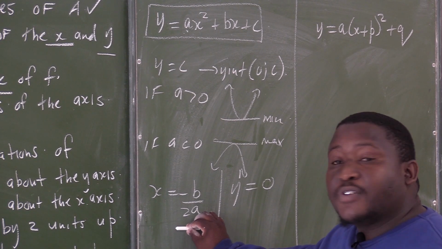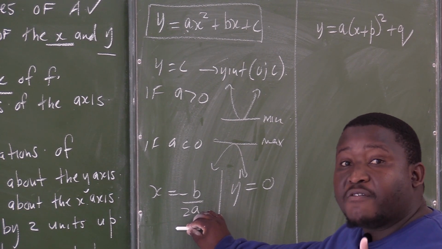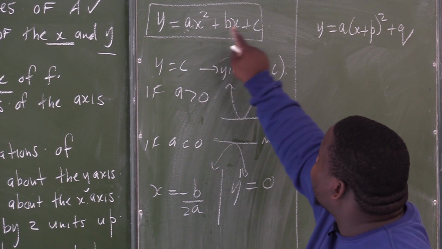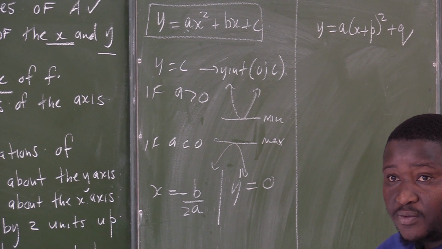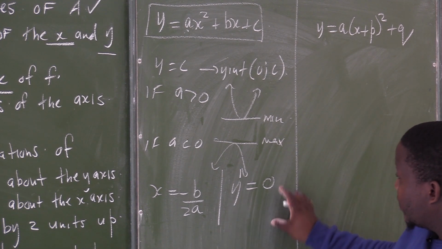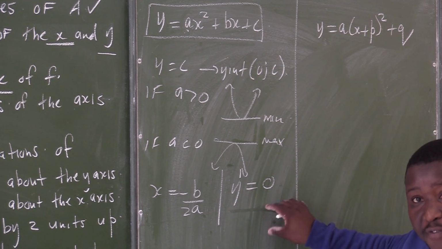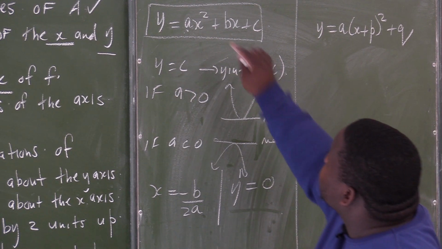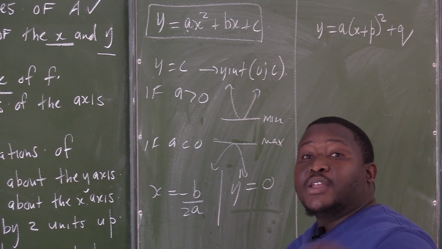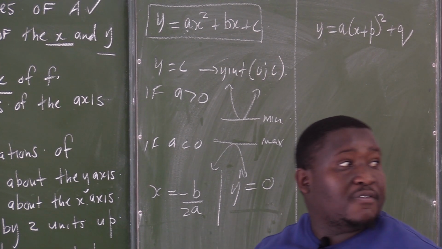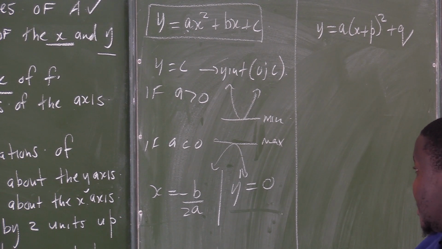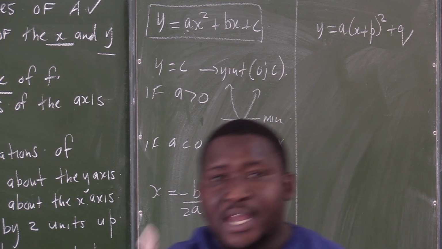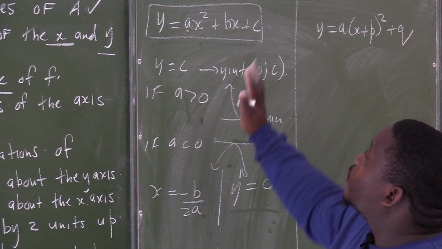Once you are able to find this value of x, to find the corresponding y value, you take this x and substitute it back into the original equation. Whatever value of x you found, you replace x with it to find the corresponding y value, and that will give you the turning point. Once you have your intercepts and your turning point, you are then able to sketch the graph.